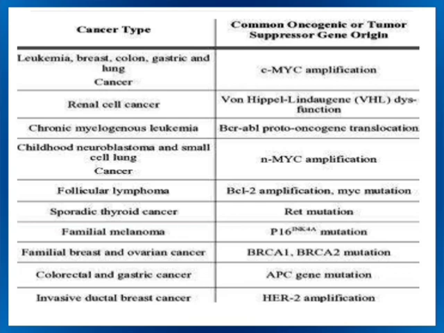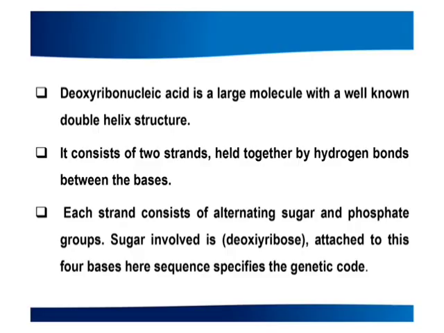There are different types of cancers in which genes play a very vital role. These are called tumor suppressor genes and oncogenes, like in leukemia, breast, colon, gastric and lung cancer. There is CMYC amplification of these oncogenes. This leads to cancer. In the case of renal cell carcinoma, there is gene dysfunction, and this gene dysfunction leads to the development of renal cell carcinoma.